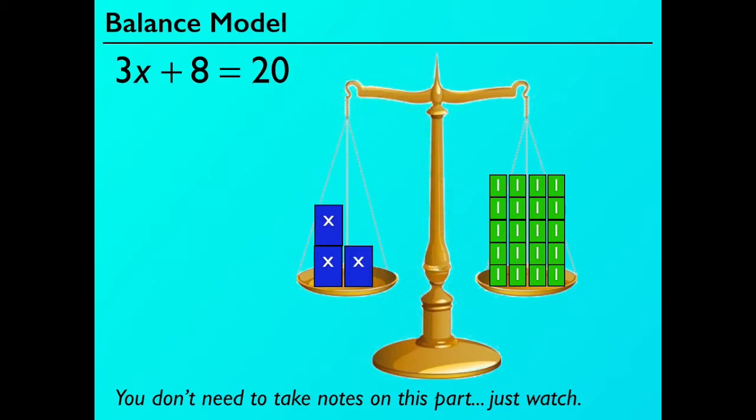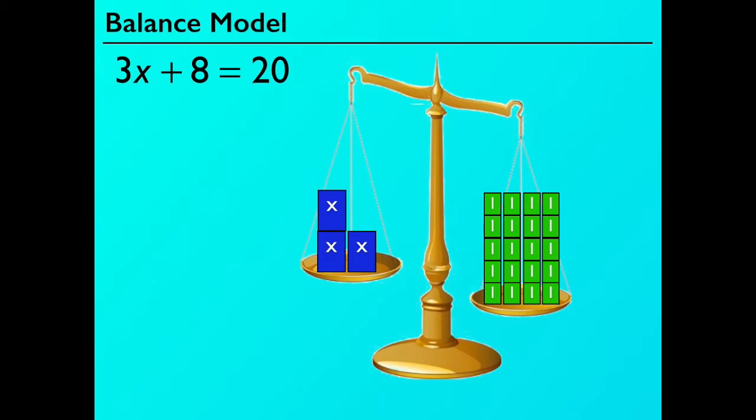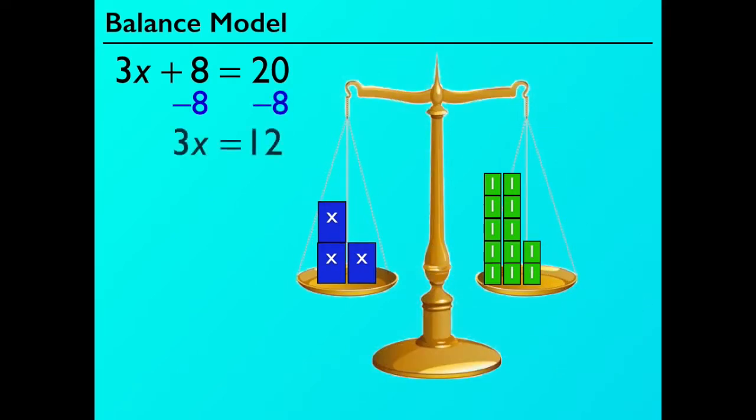What we're going to do is take 8 1 blocks off the left side. That's going to tip our scale towards the right side. But what if we do the same thing on the right side? Well, then we take 8 1 blocks off the right side, and that's going to tip our scale back to even. So now we have 3x blocks on the left side and 12 1 blocks on the right side.